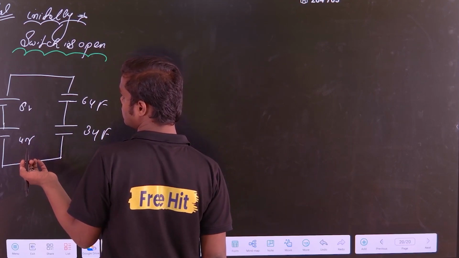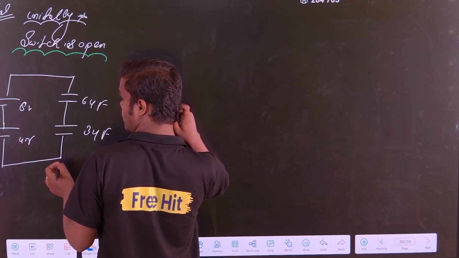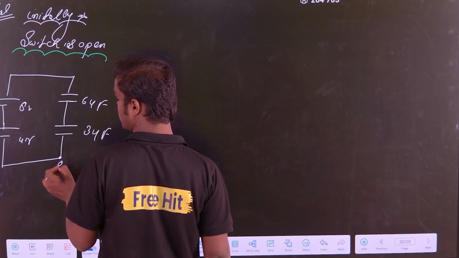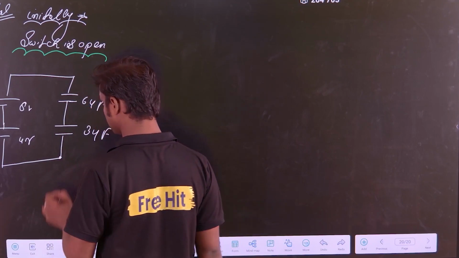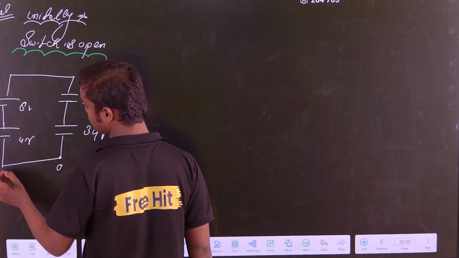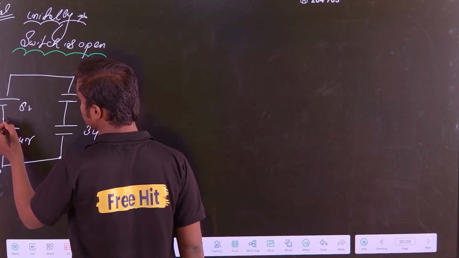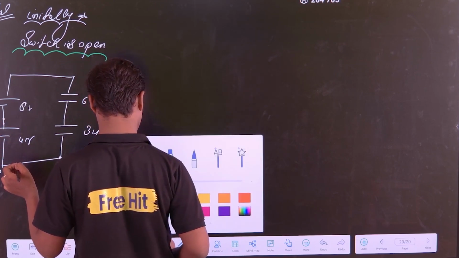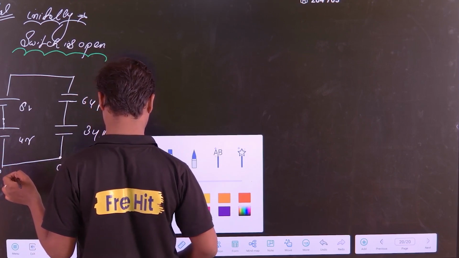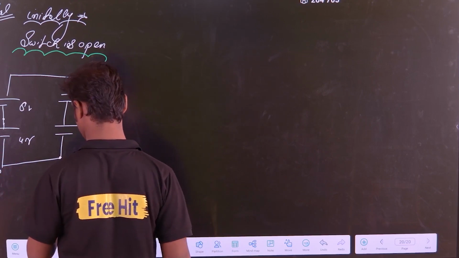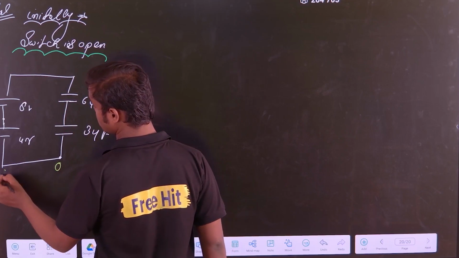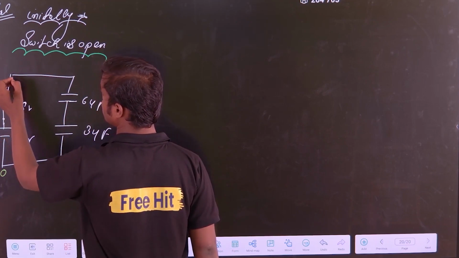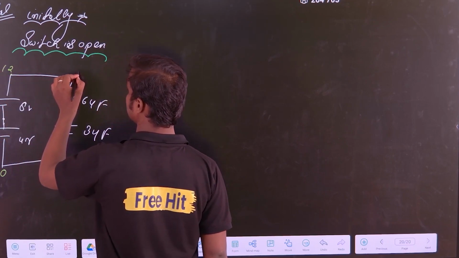Simply, how to solve this? Very simple. You can take this point as 0. Take this point 0. This will be 0, this will be 0, this will be 4, this will be 12, this will be 12.